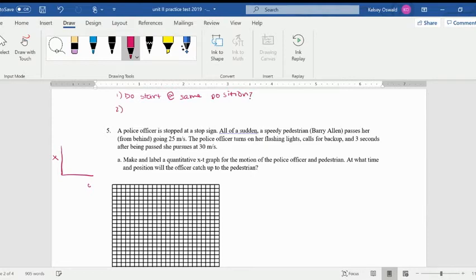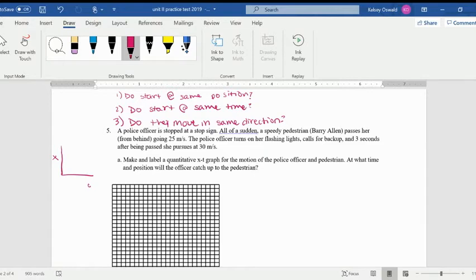The second question we need to ask ourselves is, do they start at the same time? And the third and final question is, do they move in the same direction? So these three questions will kind of guide us on what our position versus time graph should look like.